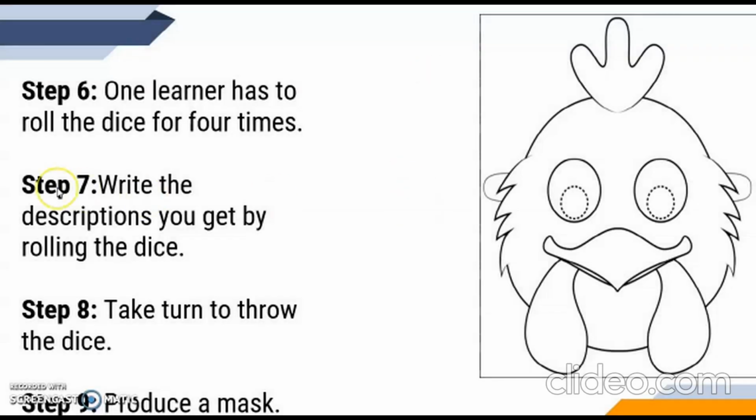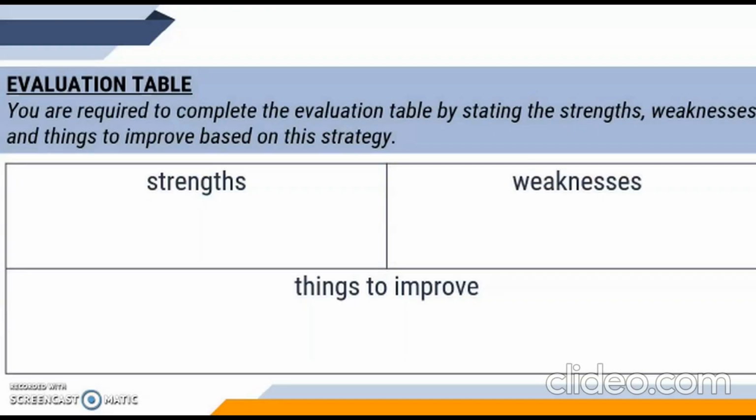One learner has to roll the dice 4 times and then write the descriptions they get by rolling the dice. They take turns to throw the dice, and the last step is to produce a mask based on the descriptions they get from rolling the dice. Okay, so an evaluation table is provided for the learners so that it's easier for them to evaluate the strategy used.